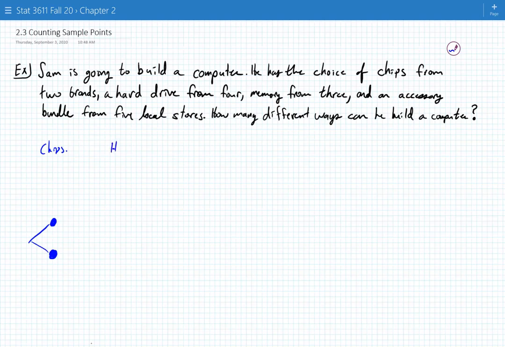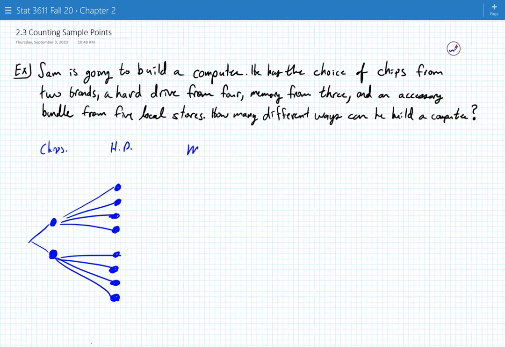So for the hard drive, you've got 4 branches that can go off of each of these, because it could be this hard drive, 1, 2, 3, or 4. Or here, it could be any of those same 4 as well with this computer chip.